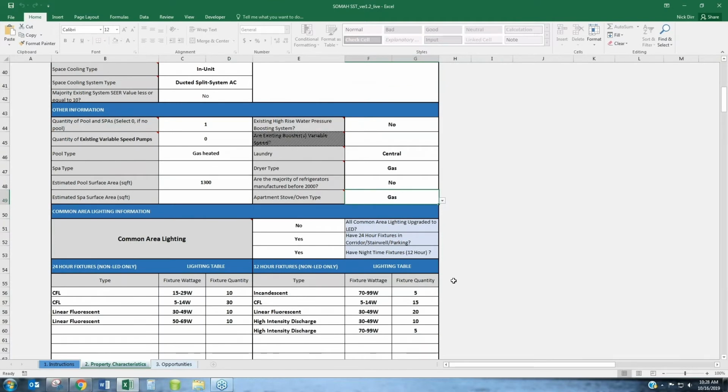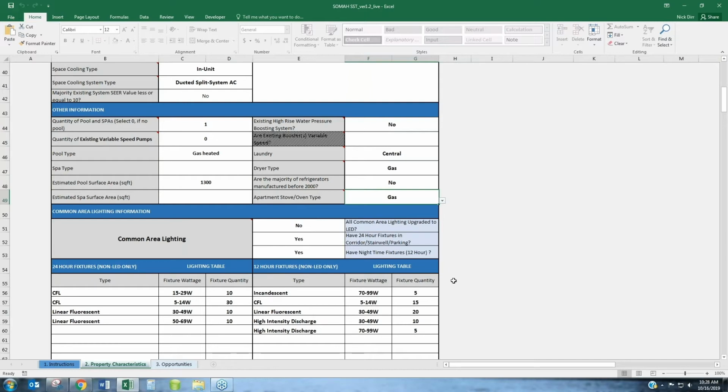Finally, you'll enter very basic information about the lights at the property, and the tool is only interested in the lights that are assigned to the common area meters. So this would be for 24-hour fixtures. So these are fixtures that are on 24 hours a day, most commonly in corridors, stairwells, parking garages, or lobbies.